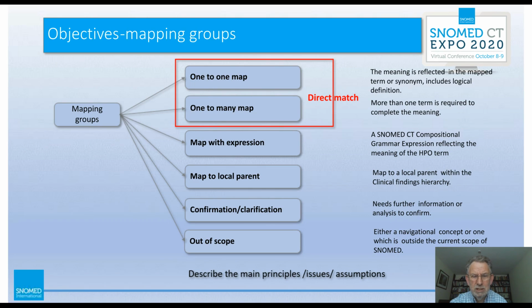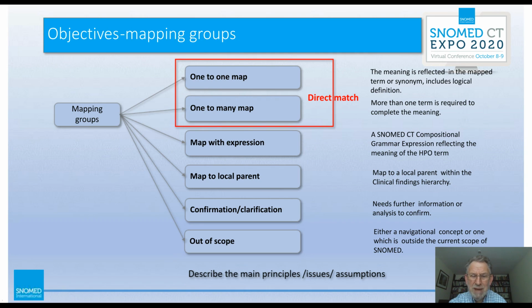So let's look at the objectives of the study. They were to identify one-to-one and one-to-many maps, which were direct maps between HPO and SNOMED. And this is really looking at the terms, the synonyms, and the contextual hierarchy of both to match the two.